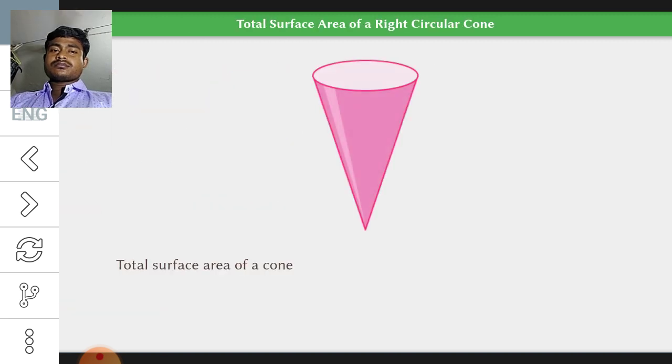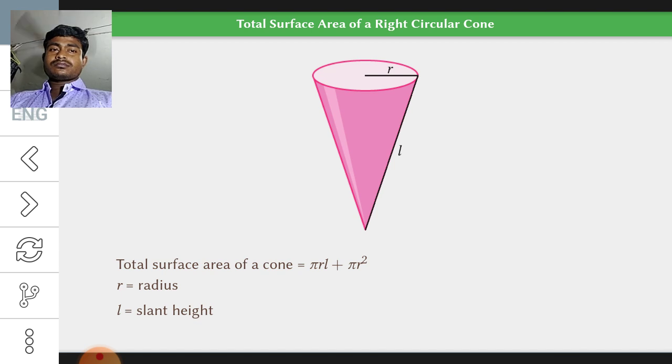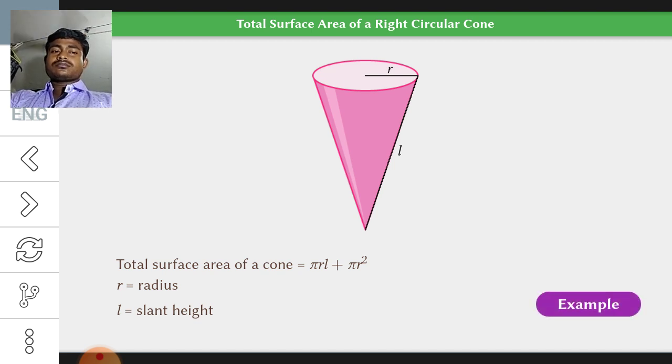Remember, the total surface area of a right circular cone is equal to the sum of the curved surface area and the area of the circular base, where R is the radius and L is the slant height. Tap the button to understand this better with an example.